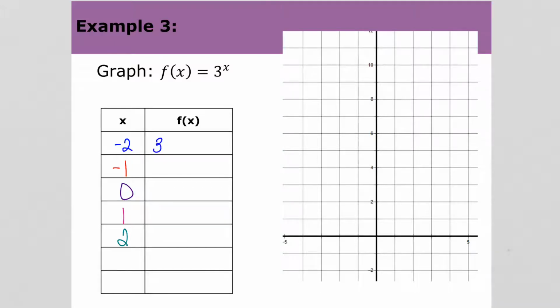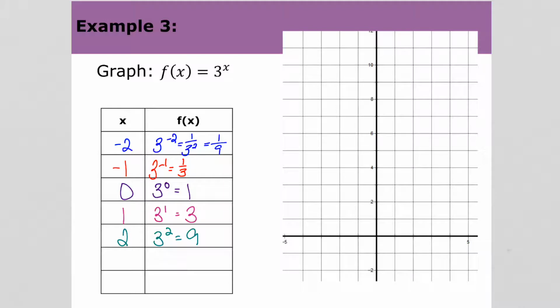So 3 to the -2 power, that is 1 over 3 squared, or 1/9. Three to the -1 is 1 over 3. 3 to the 0th, anything to the 0th power is 1. 3 to the first power is just 3. And 3 squared is 9. And then we'll come over here and graph those.